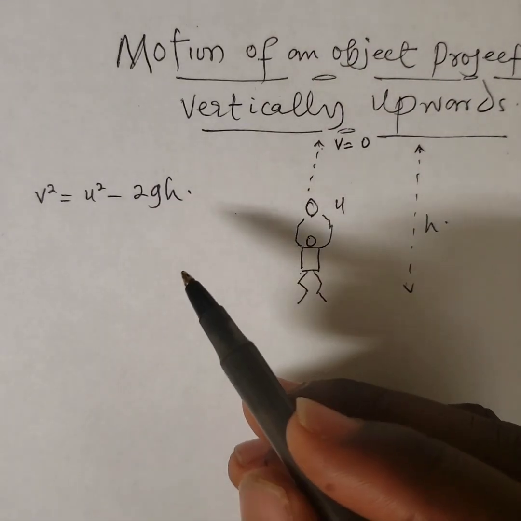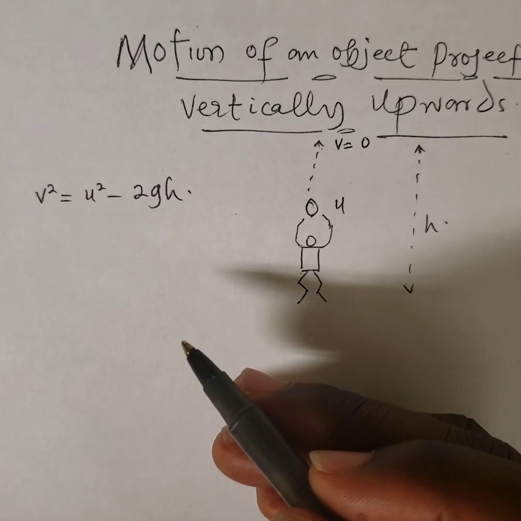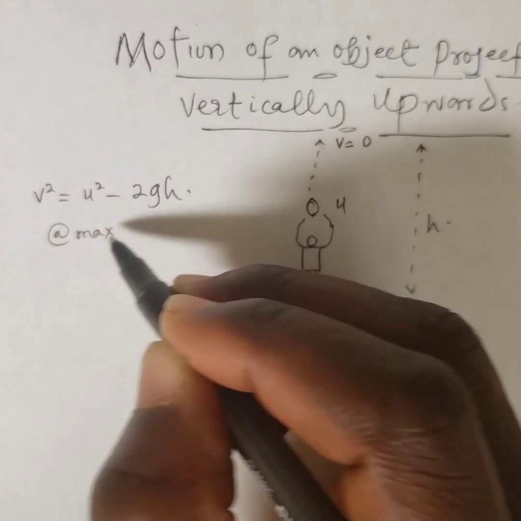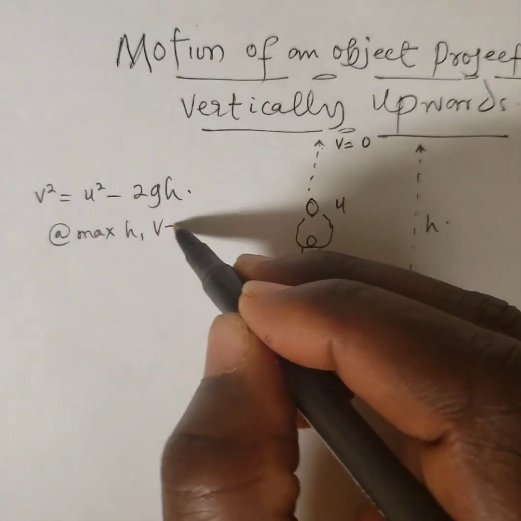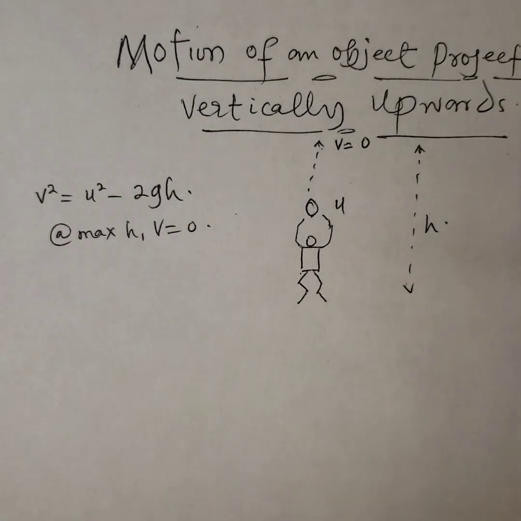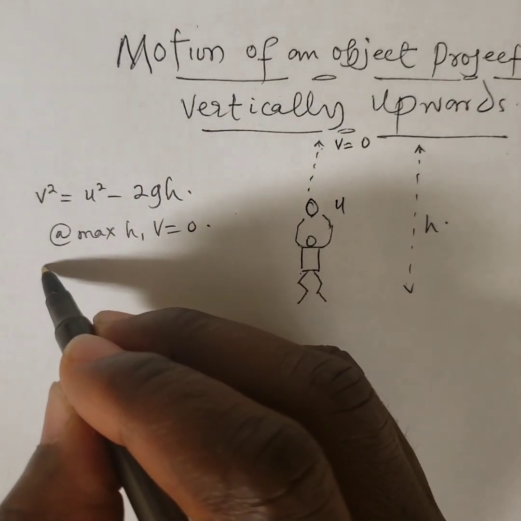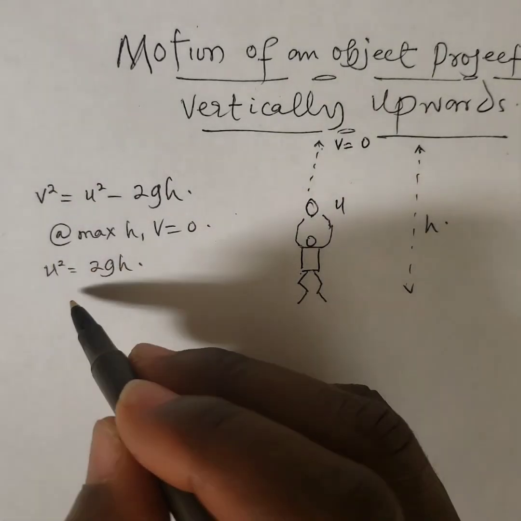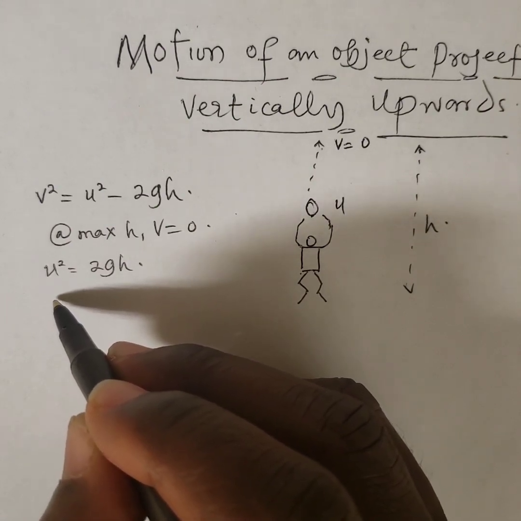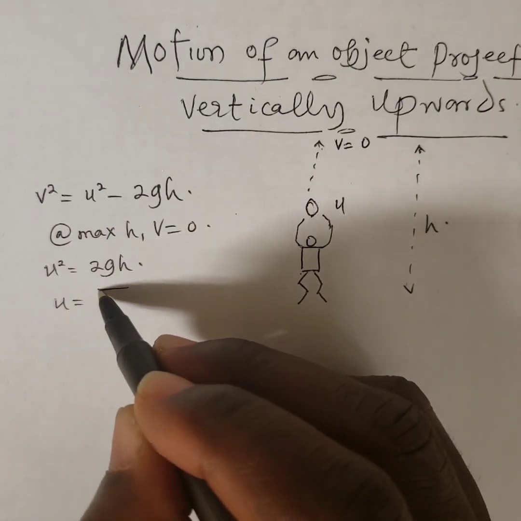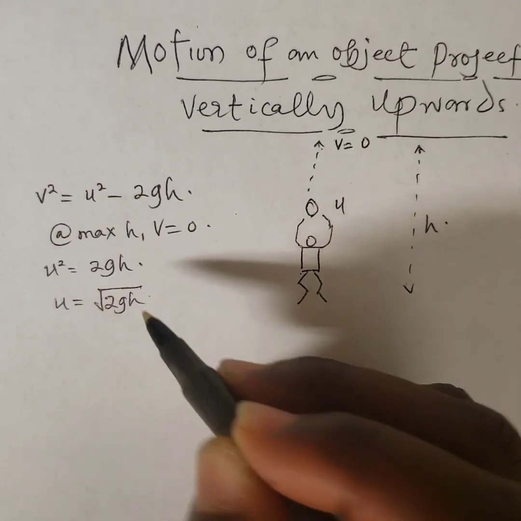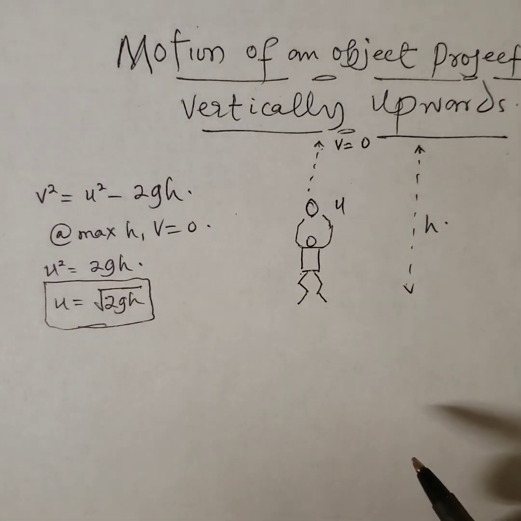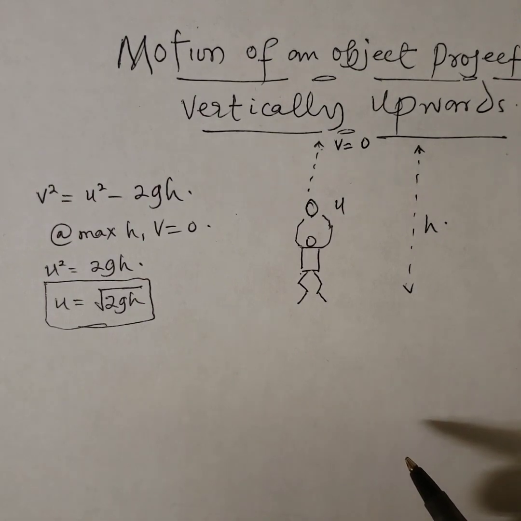Now we had said that at maximum height h, v is 0. So if v is 0, we can see here that our initial velocity squared, u squared, equals 2gh. If we take the square root of both sides, we have that our initial velocity is equal to the square root of 2gh. So this is one way of finding the initial velocity of an object that is projected vertically upward.